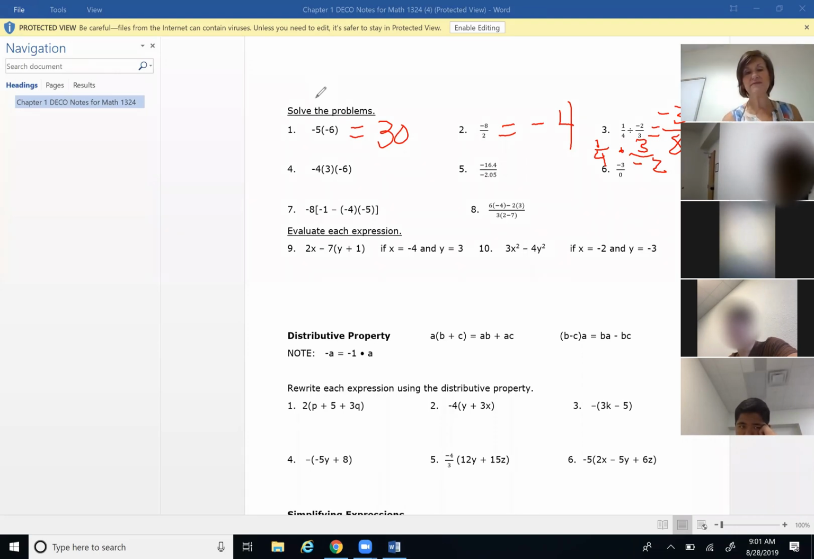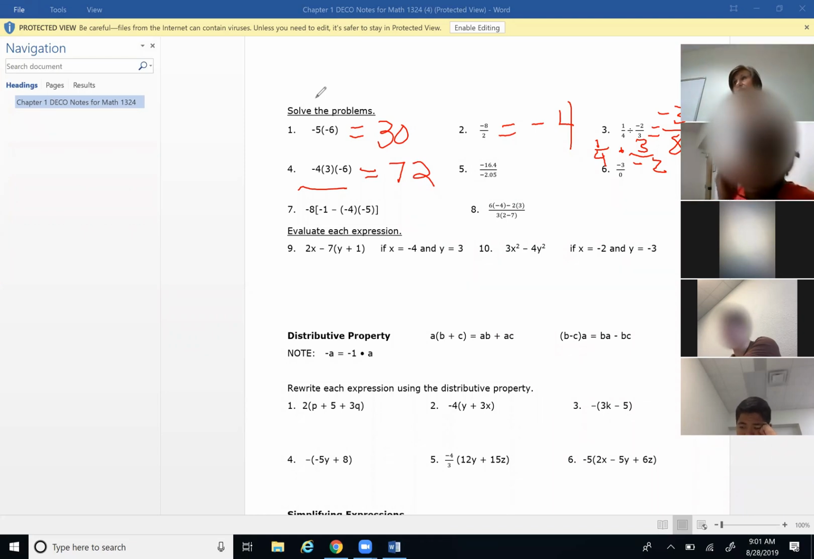So what's going to be the sign of this answer? What do you think? Negative 4 times positive 3 times negative 6. How many negative signs do you see? 2. Is that an even number? So the sign of the answer is positive. And this is going to be positive what number? So 4 times 3 is 12, and 12 times 6 is 72. Double check that in your calculator and make sure that you would get a positive 72.